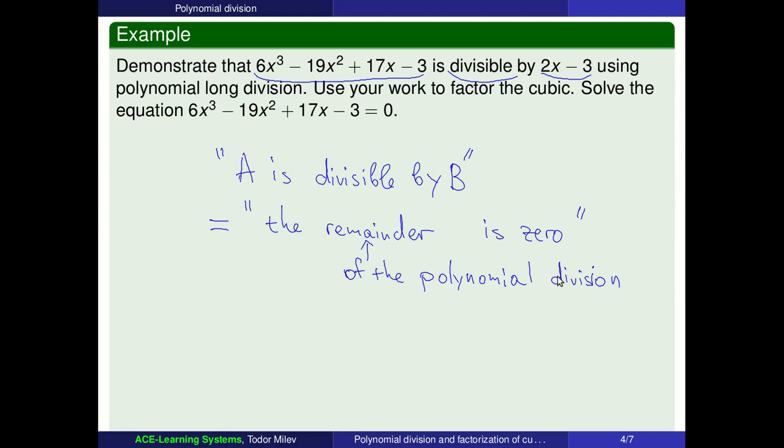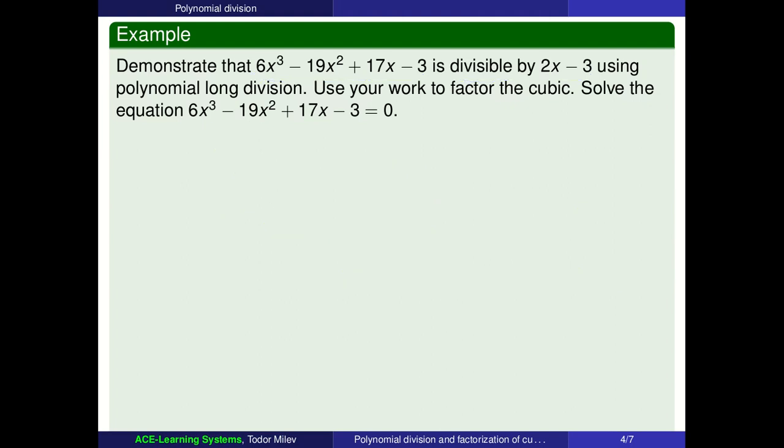Of course, saying that A is divisible by B means that the remainder is 0 not only for polynomial division, it also means the same thing when talking about integer division. So if A and B are both numbers, then A is divisible by B if the remainder of the integer division algorithm is 0. So we need to carry out a polynomial long division.